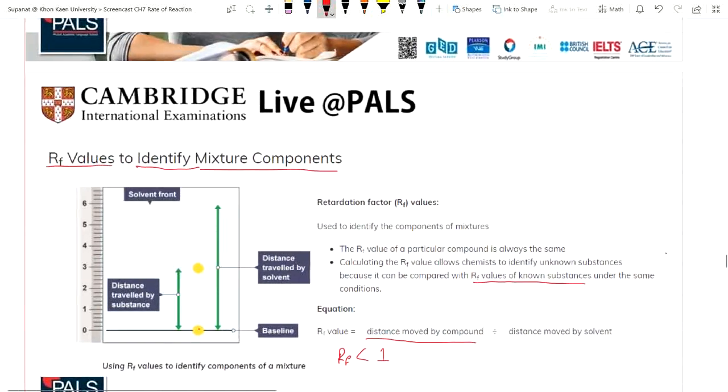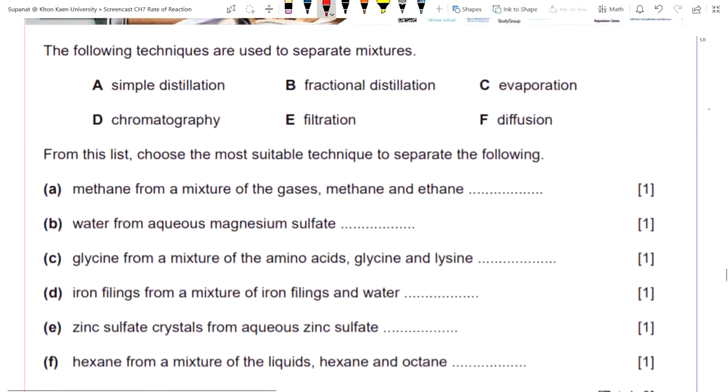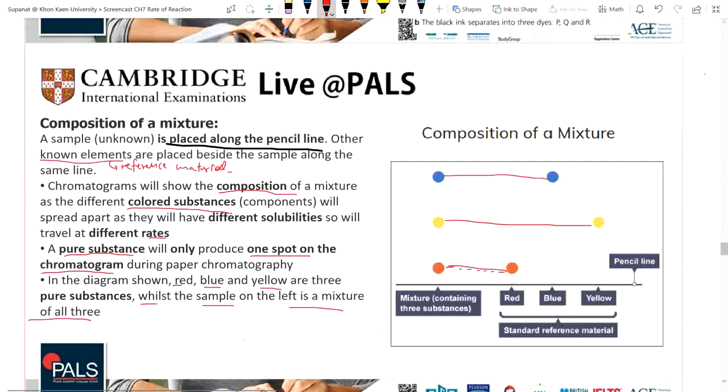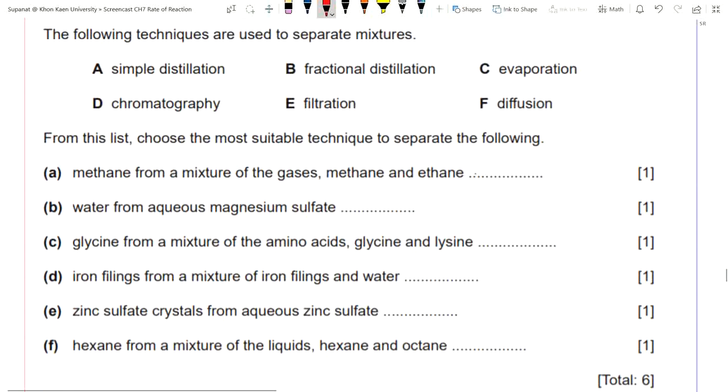All right, so let's start with the question from the past paper. The following techniques are used to separate mixtures. Let's start with A. From the list, choose the most suitable technique to separate the following. A: the methane from the mixture of the gases methane and ethane. The molecular weight is different.